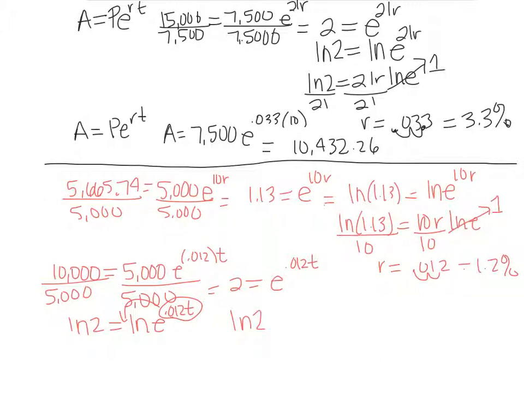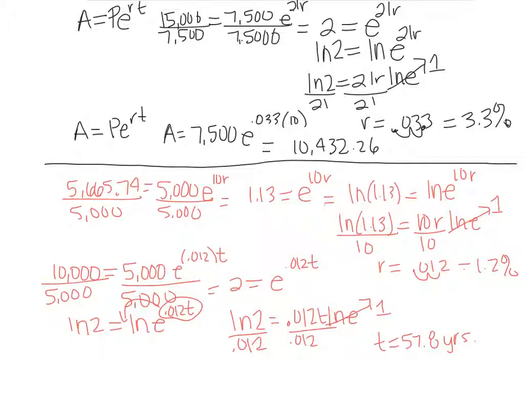ln of 2 equals 0.012t ln of e. ln of e goes to 1. And now all I have to do is divide by 0.012. So in your calculators, you're going to type ln of 2 divided by 0.012. And we get 57.8 years.